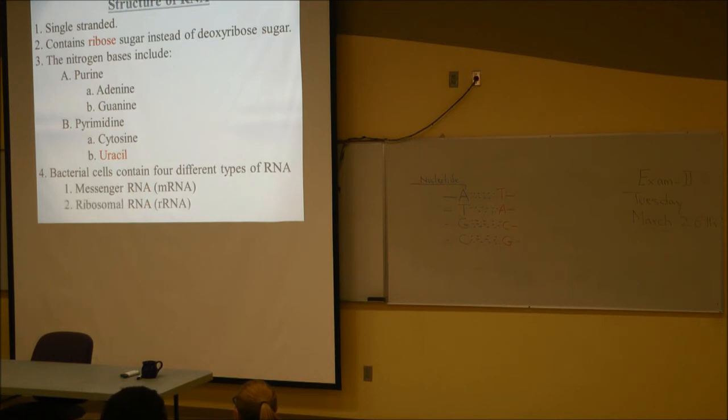Second, ribosomal RNA. What does that do? Very good. It makes the ribosome, it constructs the ribosome. Ribosomes are made up of ribosomal RNA and protein. So it constructs the ribosome.